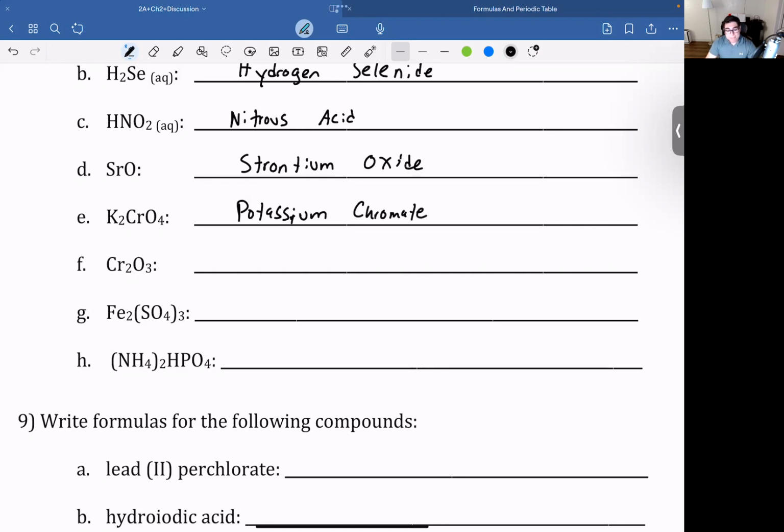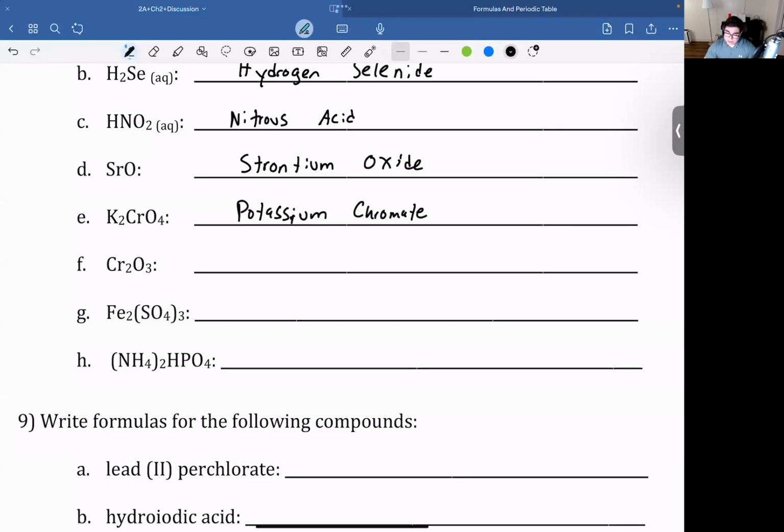Done. Then we have Cr2O3. That one, because chromium is a transition metal, you do want to be careful. When you have a transition metal, you need to make sure that you're labeling what the oxidation state of the transition metal is.